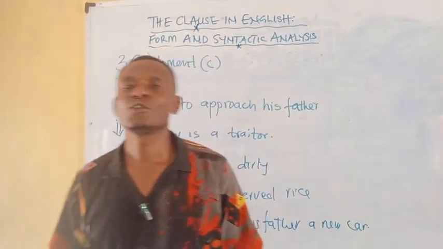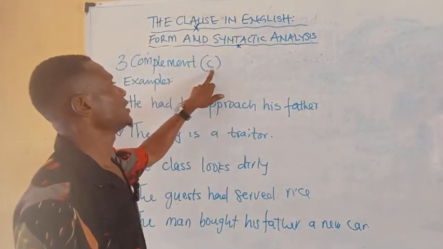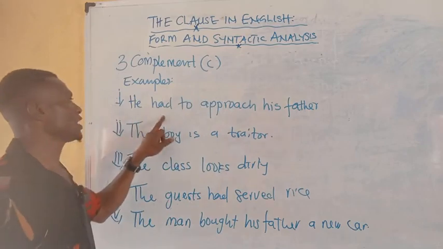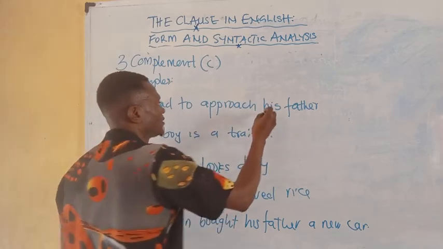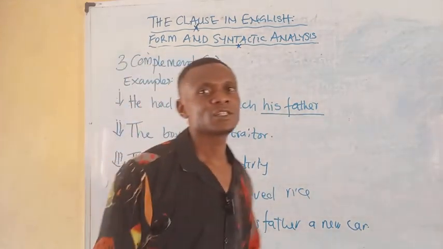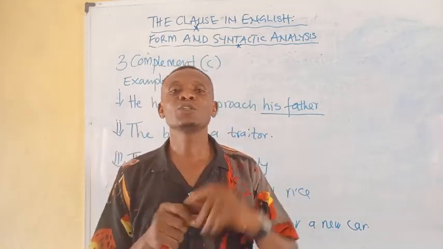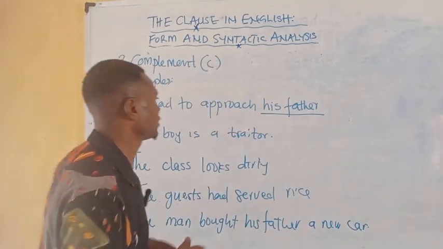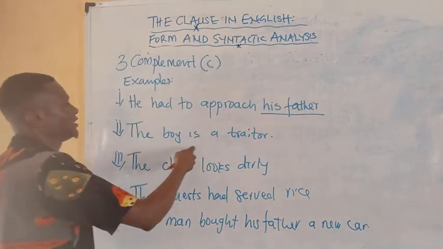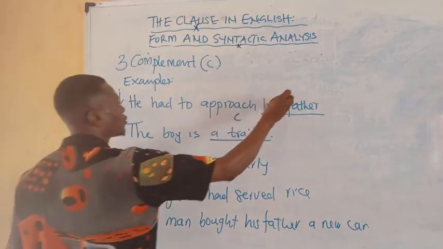The third element of clause structure is complement. That is taking capital letter C, complement. Example: he had to approach his father. It's completing the meaning. Actually, what is complement? Complement is a word or a group of words which complete the meaning of a sentence. So, his father completes the meaning of the sentence. Number two, the boy is a traitor. That is the complement.